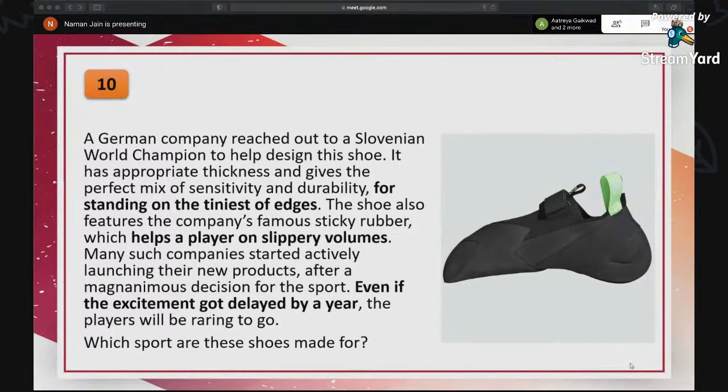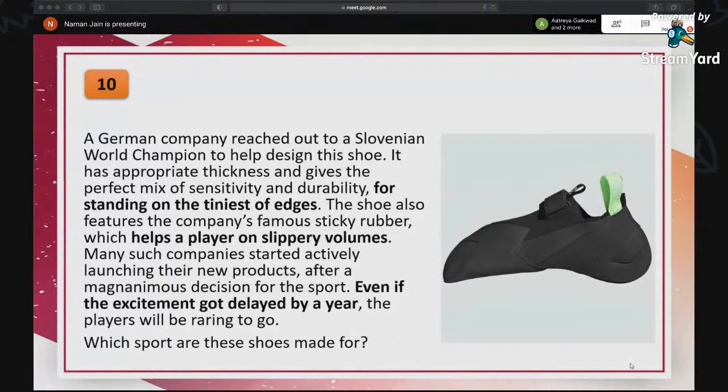So this shoe is designed such that the person can stand on the tiniest of edges, and it also helps the person on slippery volumes so that the person may not slip. Many such companies started actively launching their new products after the magnanimous decision for the sport. So this sport got some new recognition, something happened. So many companies frantically started designing new varieties. They started including new technologies. And even if the excitement got delayed by a year, the players will be raring to go because this is huge for their sport. I just need the sport which these shoes are made for.